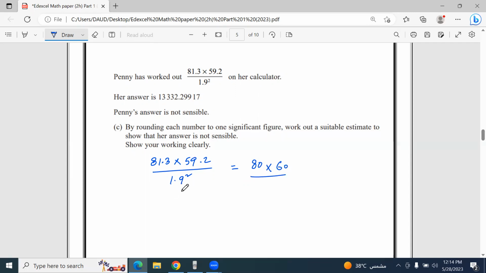If you check 1.9, we have two significant figures. So if you round off 9, it will affect the 1, so it becomes 2. And 2 whole squared. If we simplify, it is 4800 over 4. And if you try to simplify, 4 can cancel. So we have the last answer 1200, which makes sense. I hope you get it.